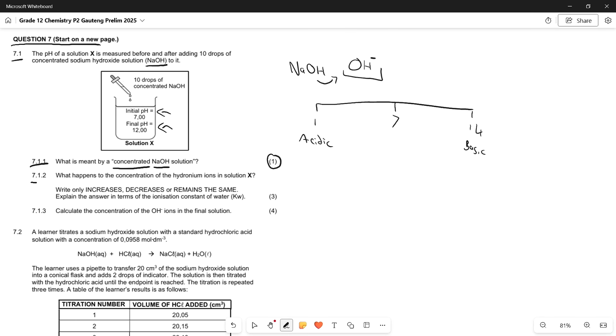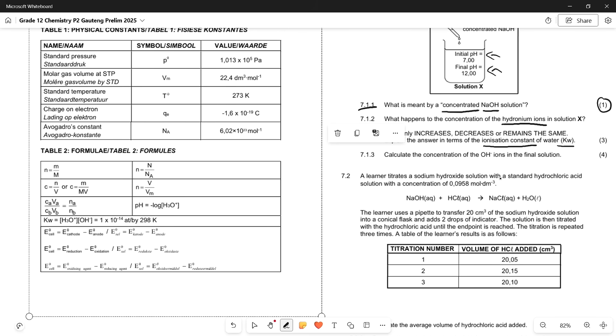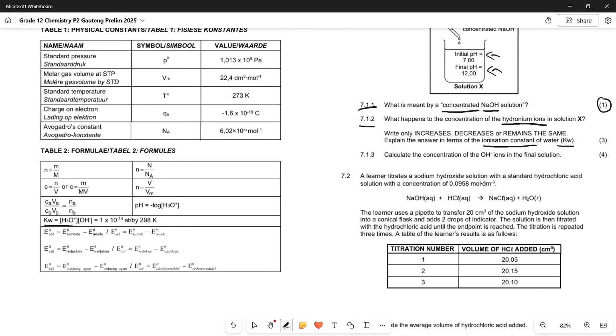And then 7.1.2 says what happens to the concentration of the hydronium ions, so not the hydroxide ions like we have over here, in solution X, right? Only increases, decreases, or remains the same. Explain the answer in terms of the ionization constant of water, Kw. So if we look here on our formula sheet, we have our Kw constant, where it is the concentration of H3O plus multiplied by the concentration of OH minus ions, and that equals 1 times 10 to the negative 14 at 298 Kelvin, which is 25 degrees Celsius.